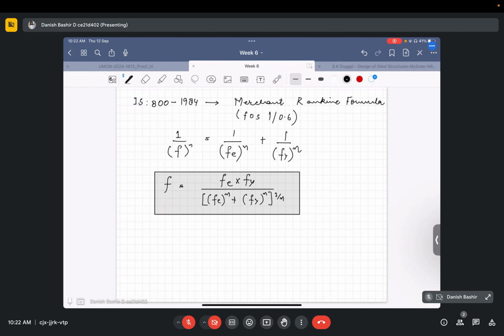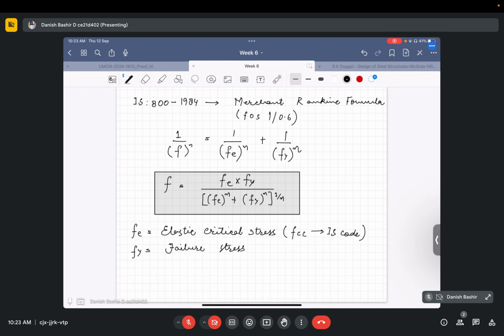Where fe is the elastic critical stress, same as fcc used by the IS code. fy is the failure stress. The direct stress in compression of a cross sectional member of an axially loaded compression member is limited to 0.6 fy.